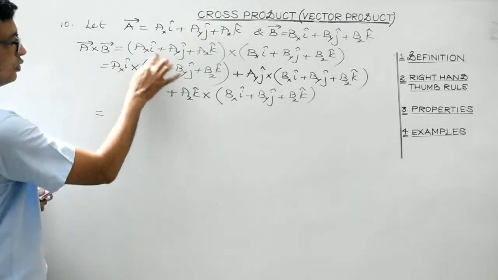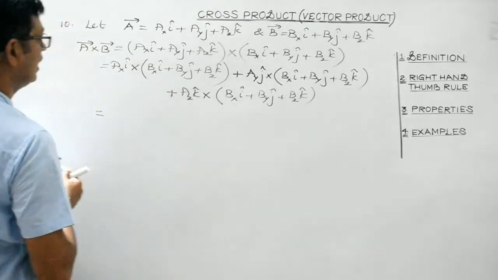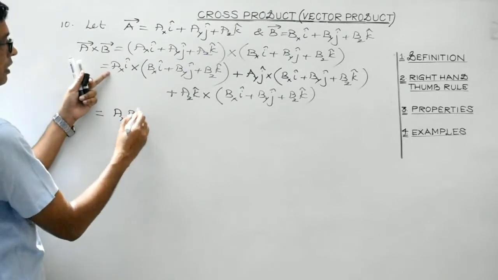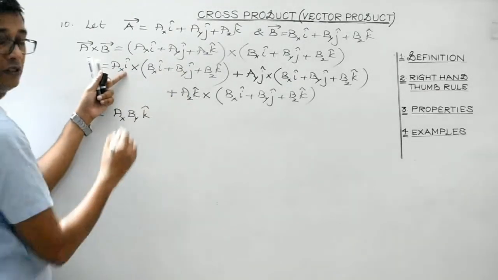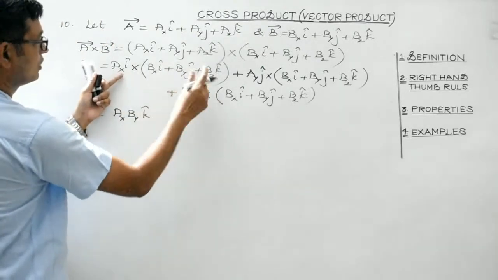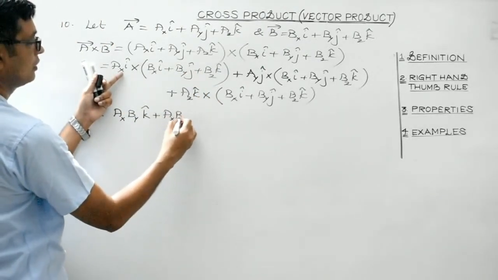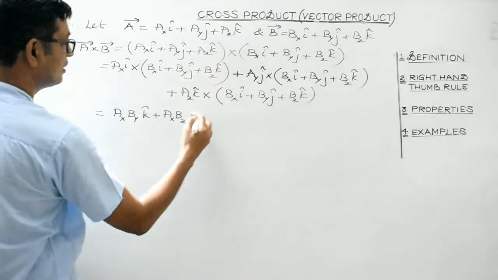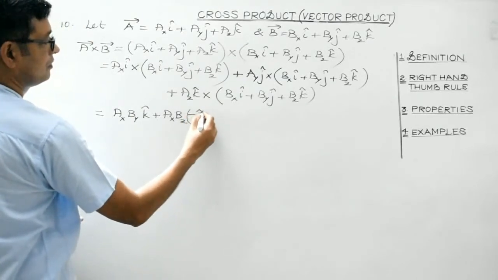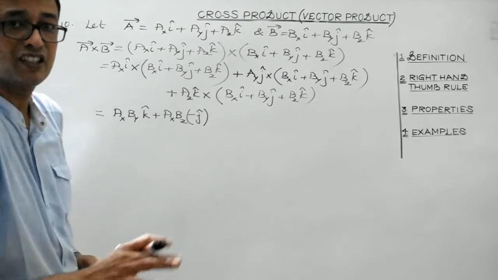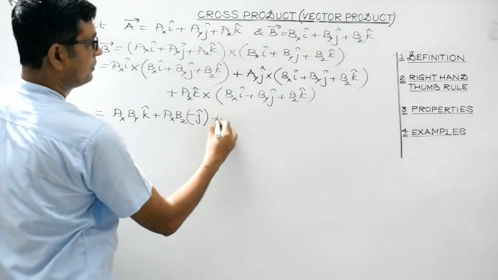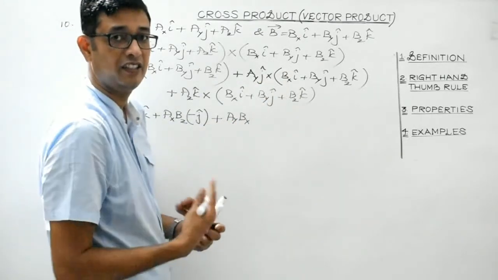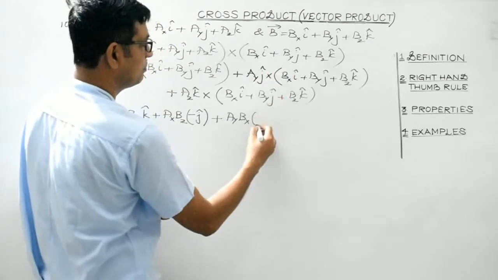i cross i is 0, so this first term gets eliminated, right? And in the second term, we get, these are scalars, they can be taken outside, ax and by. Now i cross j is equal to k cap. You are already aware of it. Now these two terms, plus ax bz. i cross k, it's in the anti-clockwise direction. i cross k is minus j. Clear, students? These are the results which we have already obtained. Plus ay bx, j cross i. It's in the anti-clockwise direction. So j cross i is minus k.